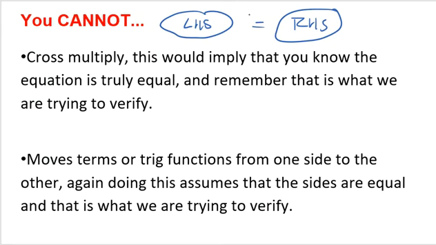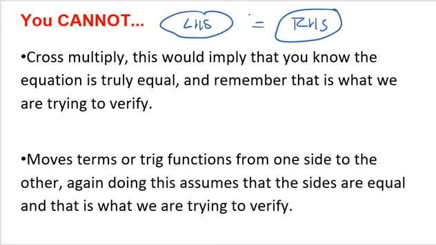And the reason for this is cross multiplying, adding to one side, subtracting to one side, those are all ideas that are built on you knowing that these two are equal. And I have to be honest with you, every problem I give you is a true statement, but the point is you have to prove it to me. If you start moving things side to side, that means you're assuming that you know they are already equal. But the whole point of these problems is that you're trying to show me that, using the identities, the left side does in fact equal the right side.